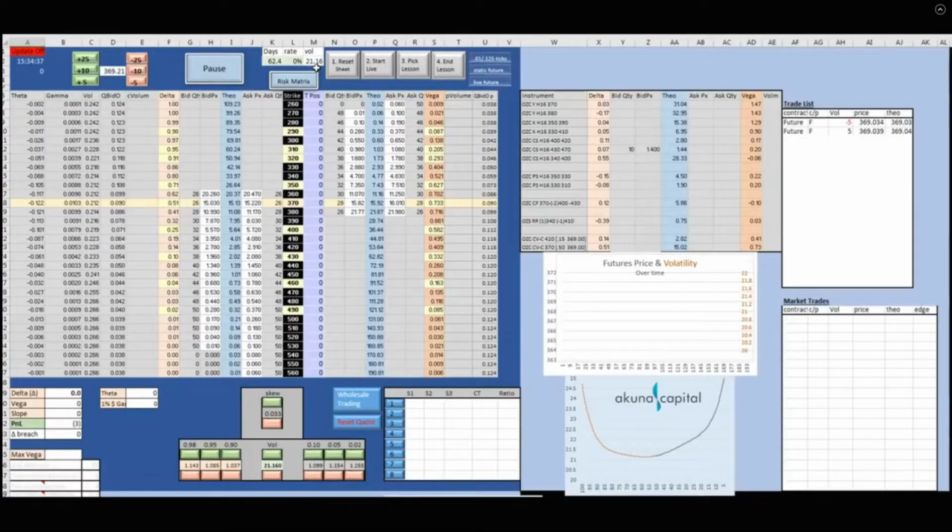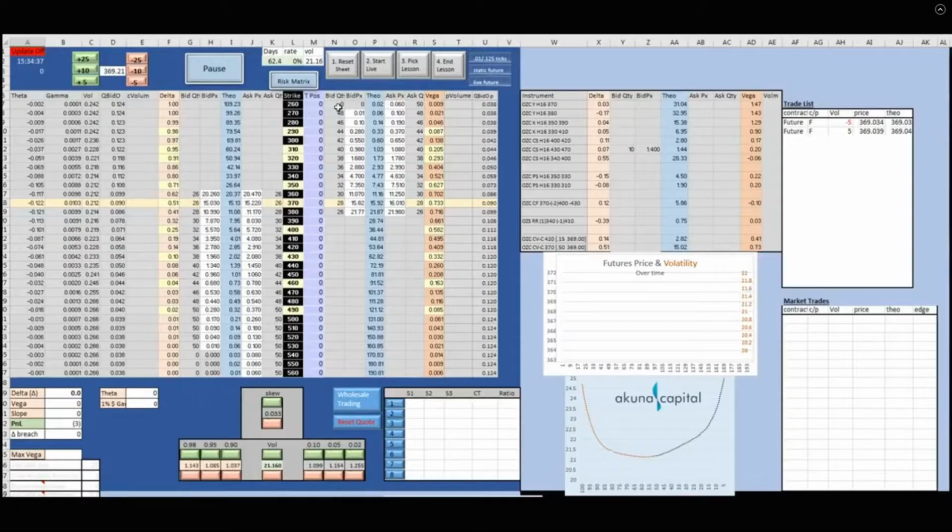Now I'll show you how to go in and start a simulation. The reset button will reset the sheet and clear out any trades from other simulations or that you've done in the past. The start live button will get the future moving in some sort of random pattern to begin the simulation. And again, the way that the future moves is described further in the manual.